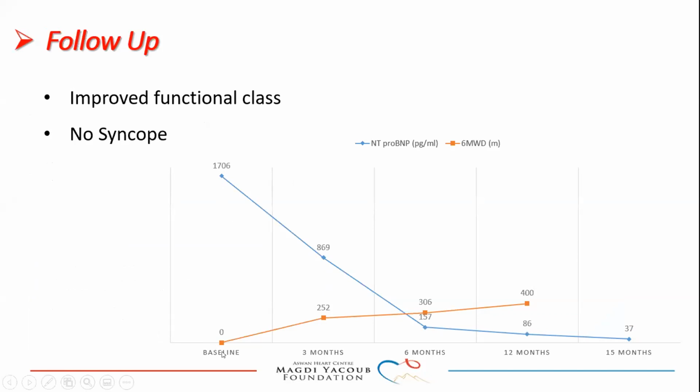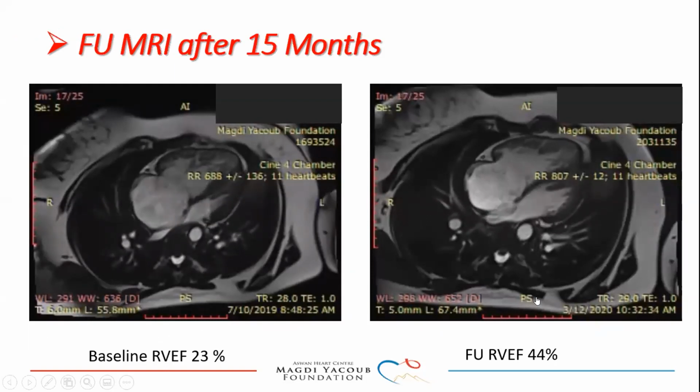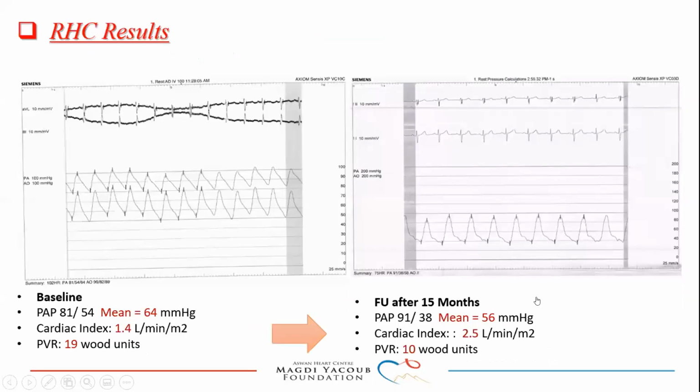The follow-up of the 6-minute walk distance in comparison from the baseline up to the 12-month follow-up. Her MRI showed a little bit of improvement in the RV volumes, but a significant improvement in the RV function. And her right heart cath showed a marked improvement in her cardiac index from 1.4 to 2.5.